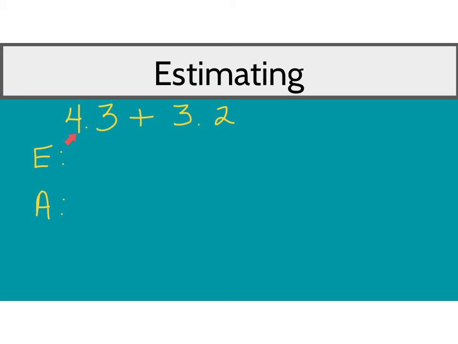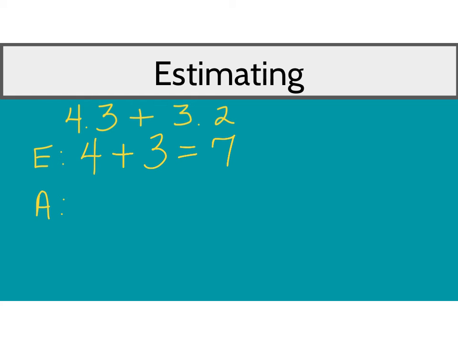So we have the problem 4 3/10 plus 3 2/10. So if I'm going to do an estimate, I am going to round this decimal to the closest whole number. So the closest whole number for 4 3/10 is going to be 4. And the closest whole number for 3 2/10 is going to be 3. So my estimate is going to be 7.